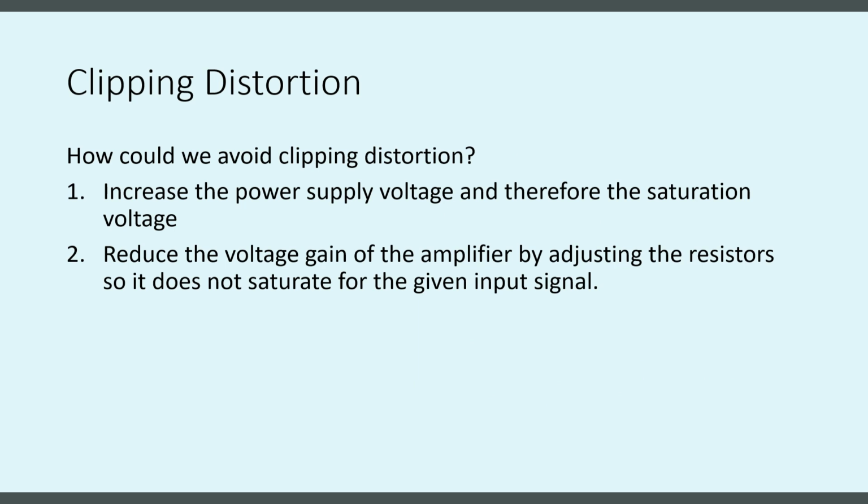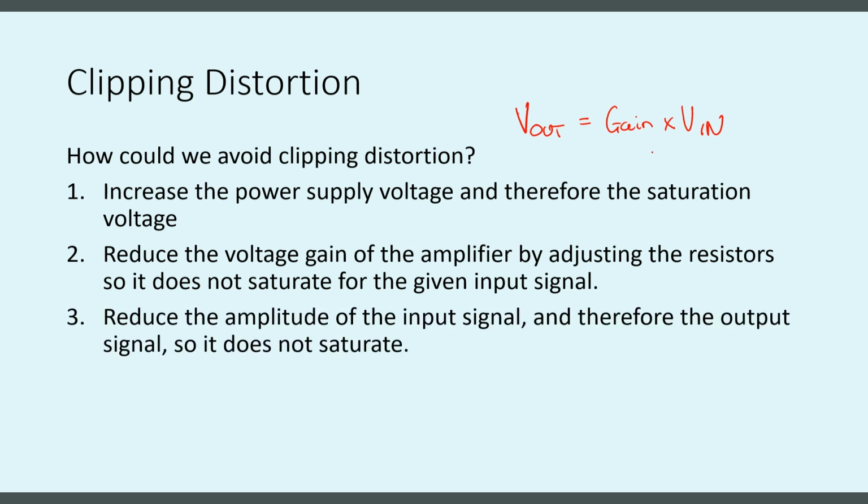The second way you can do it is to reduce the voltage gain of the amplifier by adjusting the resistors. Remember that V out is equal to the gain times V in, and the problem is V out is too big. So if we decrease the gain, then V out will go down as well. The third way is very similar, but this is to reduce the amplitude of the input signal. So either we can take the gain down to take V out down, or we can take the input voltage down.